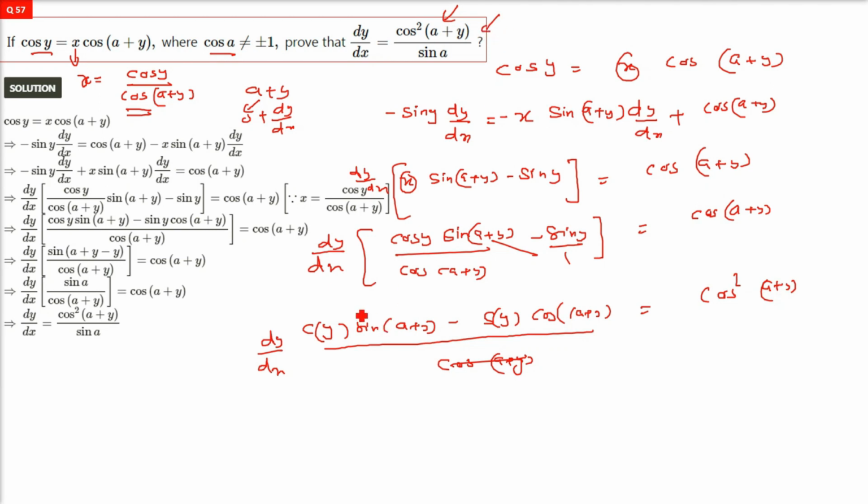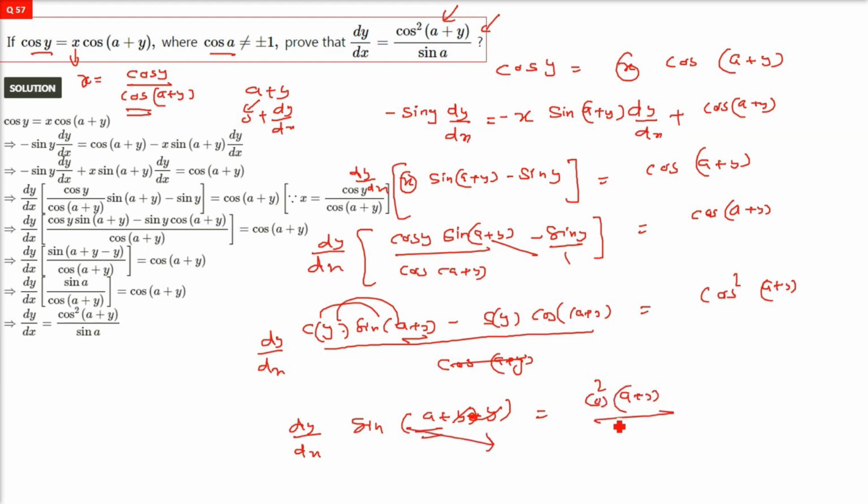So the first numerator we have got. How about the numerator's simplification? See, sin a cos b minus cos a sin b is what? sin(a minus b). I am taking a as a plus y and b as y. So it will be sin(a plus y minus y), and you can get it cancelled: sin a. And sin a is going to go in the denominator of the right hand side. So you have cos square(a plus y) divided by sin a. This is the term we wanted.